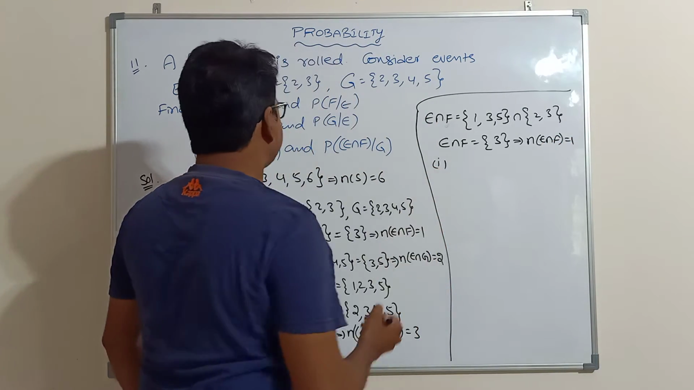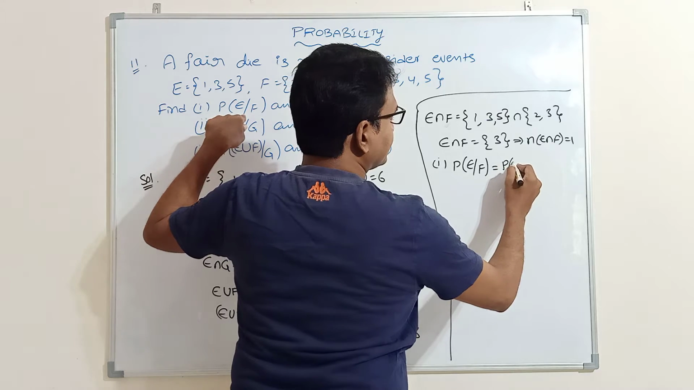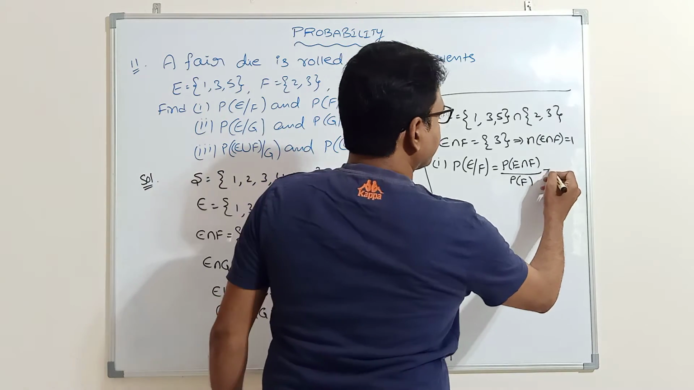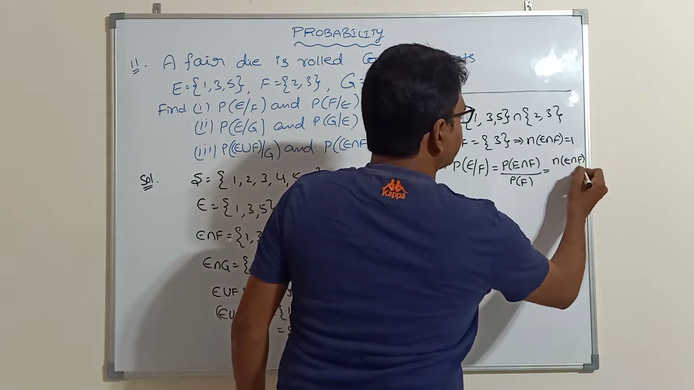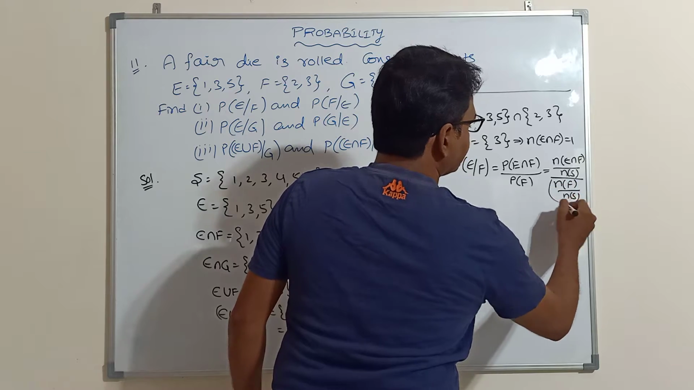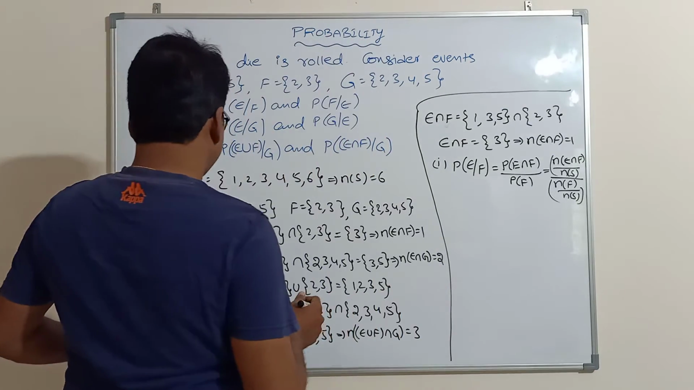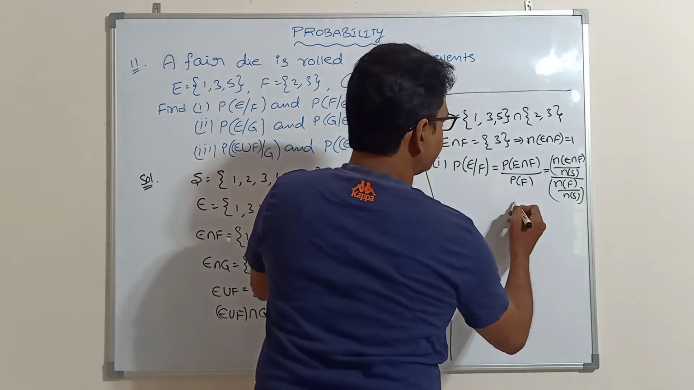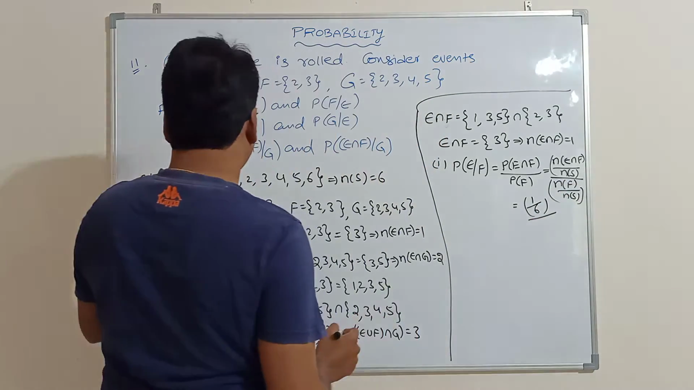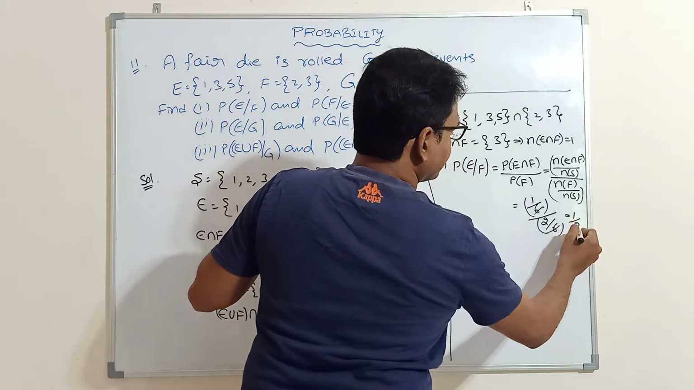Now the first question, P of E given F. The formula is P of E intersection F by P of F. P of E intersection F means N of E intersection F by N of S, by N of F by N of S. So the number of elements in E intersection F is 1, by N of S which is 6: 1 by 6, by N of F. The number of elements in F is 2: 2 by 6. 6 gets cancelled. Answer is 1 by 2.